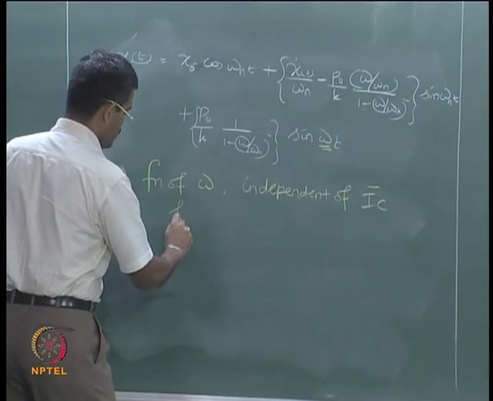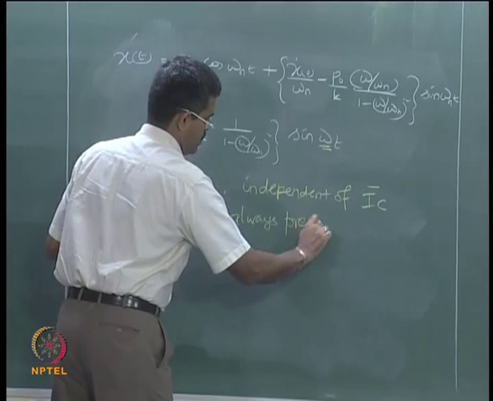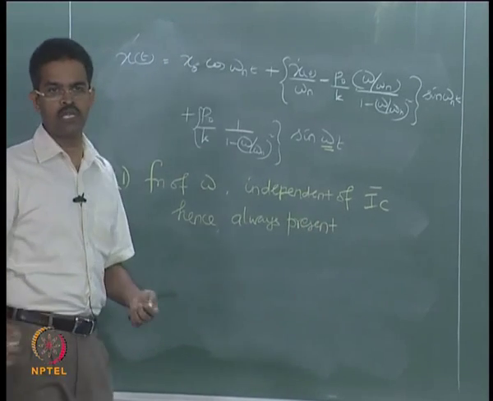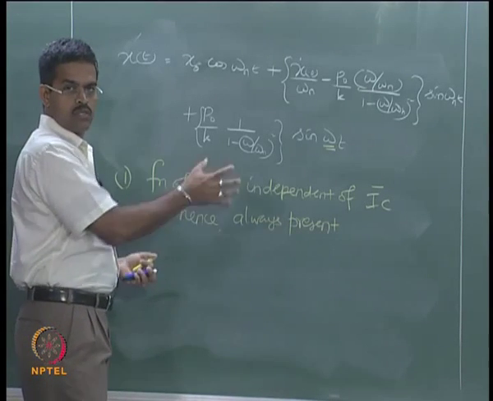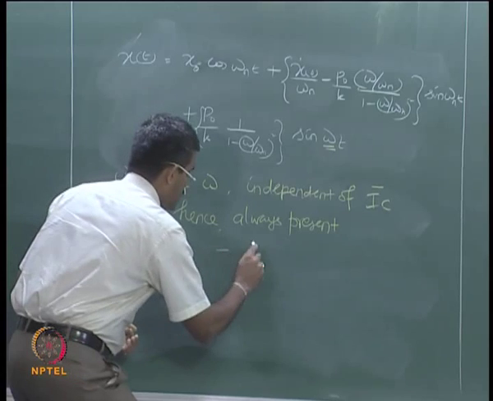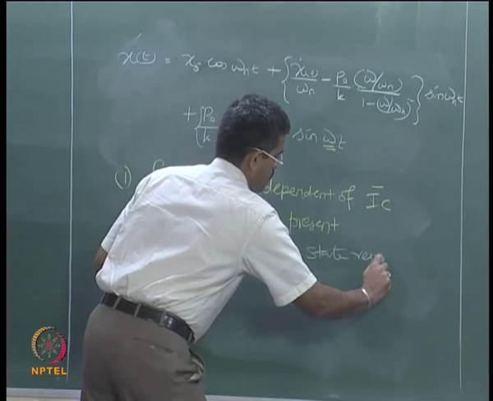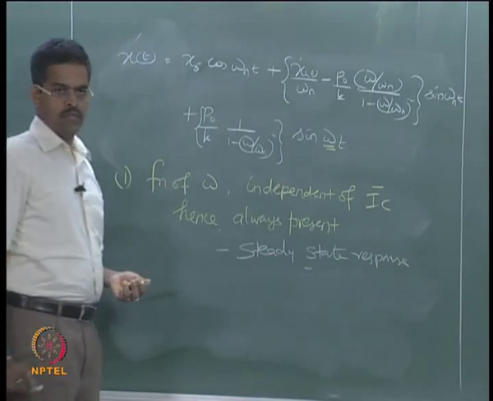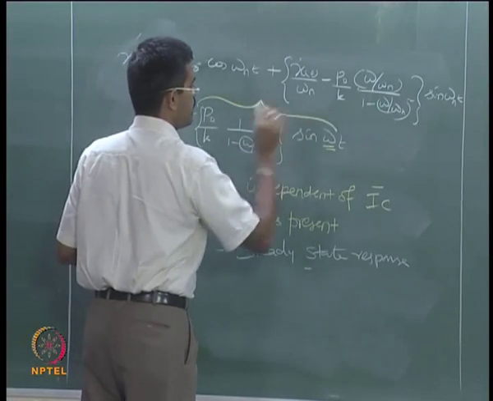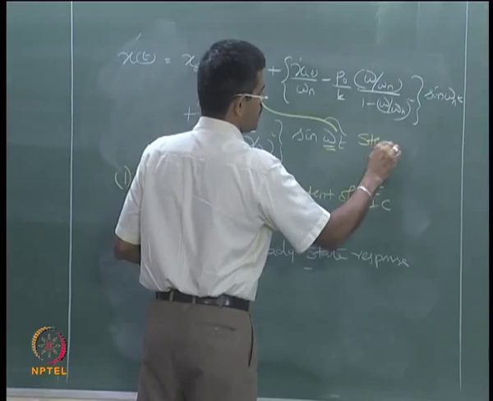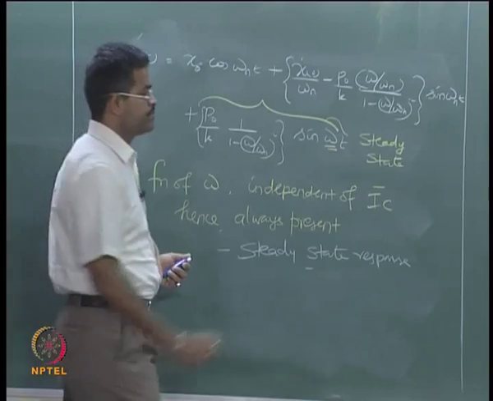and hence always present, because it is independent of initial condition. There is neither x naught nor x dot naught in this result. What we call as steady state response. This is what we call as steady state response.